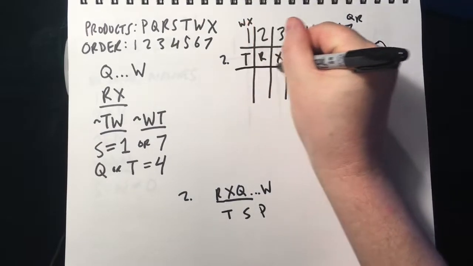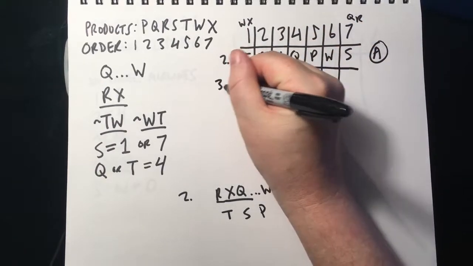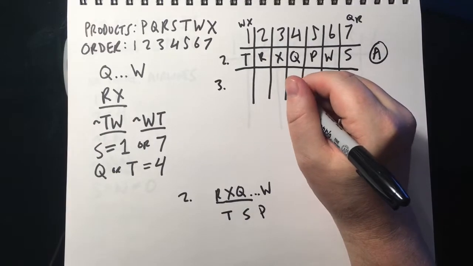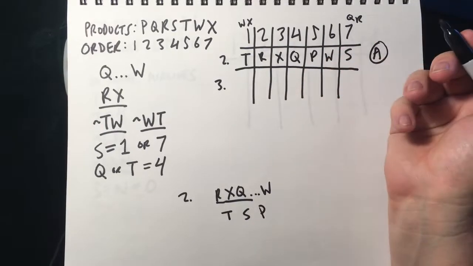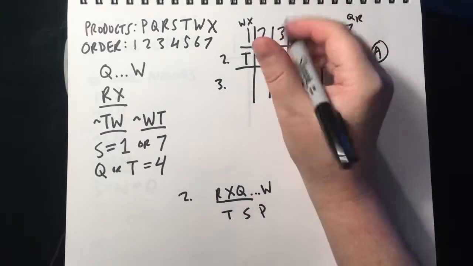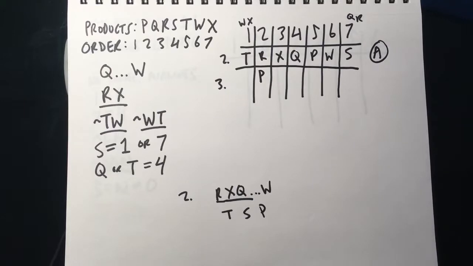So we drop our line down. We move on to question number 3. Question number 3 says, if P goes second, who could go third? All right. So let's put P going second here.